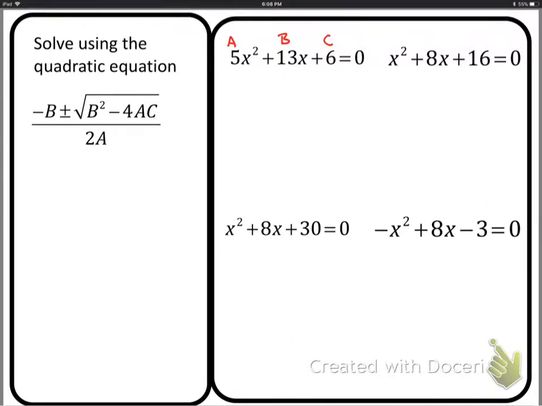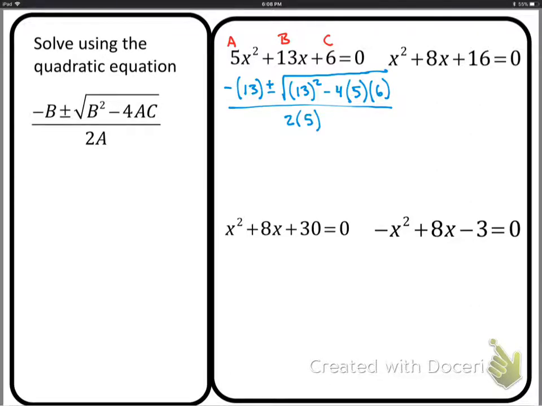Okay, so I have my A and I have my B and I have my C. So I'm going to start with just plugging it into the quadratic formula. So we have negative B, which is negative 13, plus or minus square root 13 squared minus 4 times A times C, and all divided by 2 times A, which is 5. Okay, so again, we just start with plugging in and then we go on to simplifying.